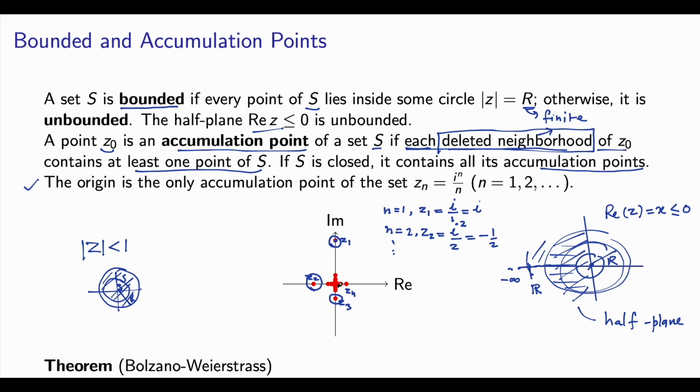But whenever n tends to infinity, z infinity looks like 0. Whenever you reach towards 0, if you try to prepare any tiny deleted neighborhood of 0, that neighborhood contains at least one point of S. Therefore, 0 is the limit point of this set.